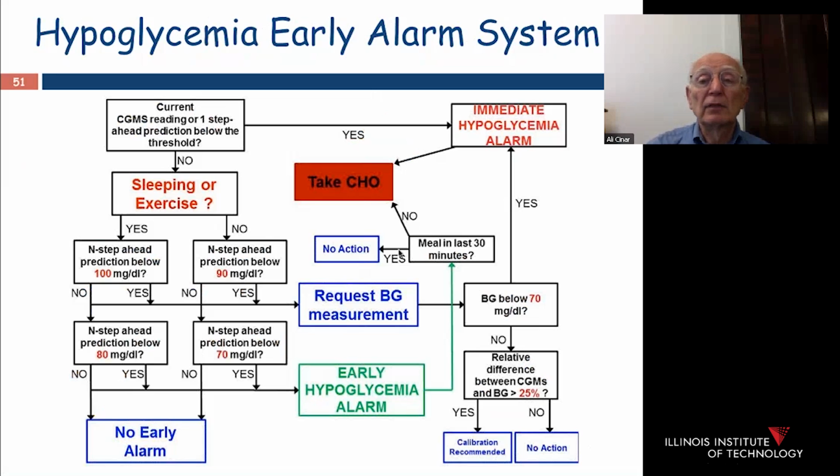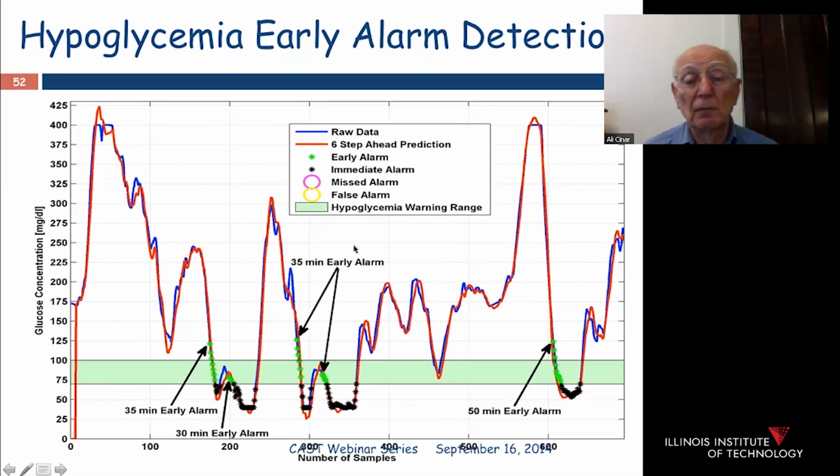And this gives a certain logic sequence depending on whether the person is sleeping or exercising or doing routine daily activities, for issuing either early alarms or generating immediate hypoglycemia alarms. And we have tested the system first with data that have been already collected. And here, this is retrospective analysis of the data.